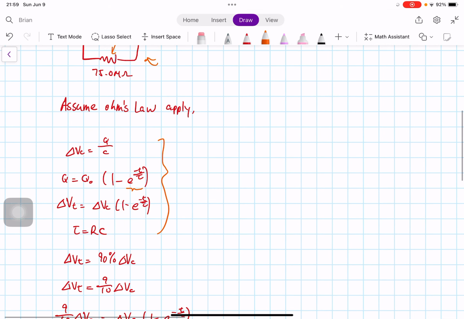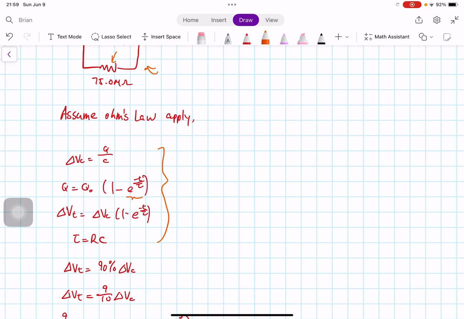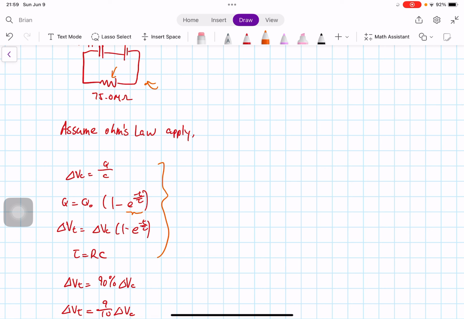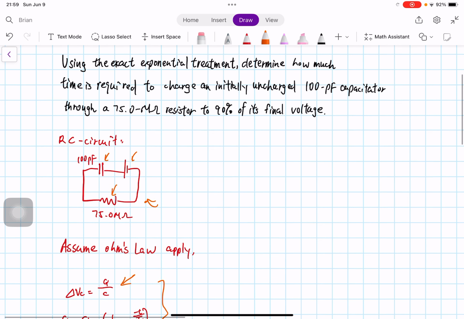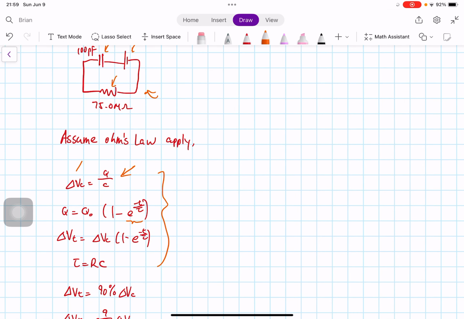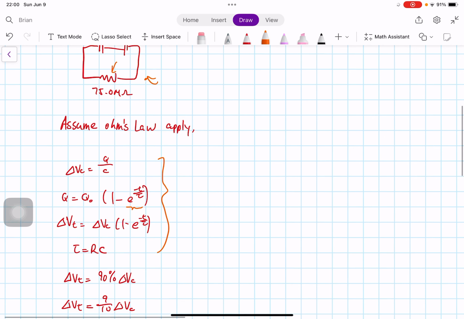So if we look at the four equations, these two equations are actually the same thing, but I put them as different equations just to remind myself that I could use these two equations. For this question, I think I might not need to use this equation, because the question says 90% of its final voltage. It didn't explicitly say the final voltage. I do not have to find the voltage either, so I could not find the delta VC, and this equation would not be used in this question.